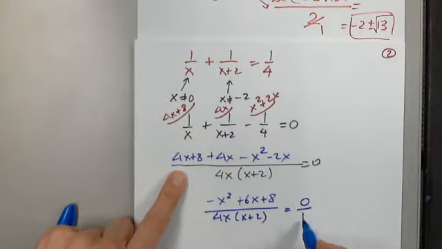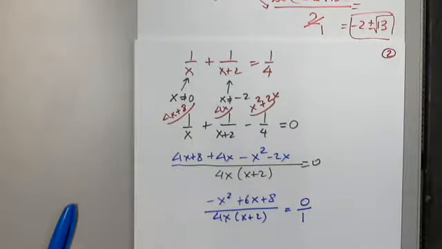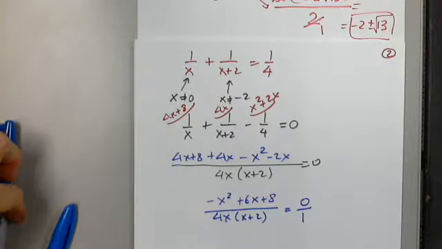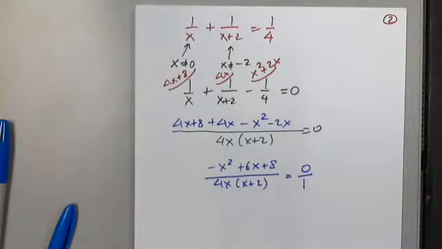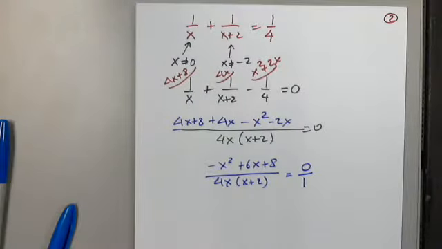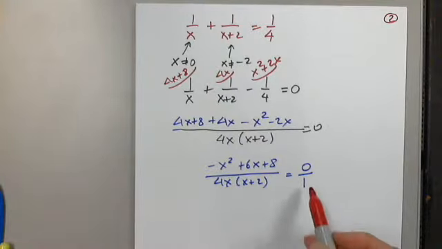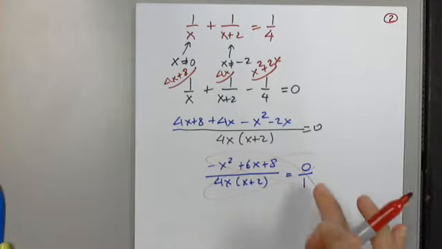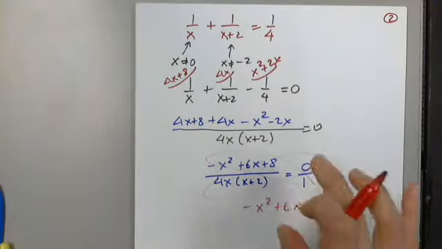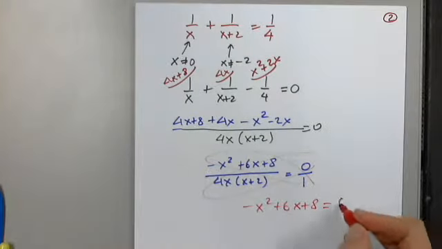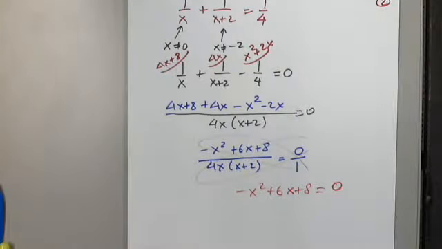And now I write 0 over 1. What am I telling you here? Once I write 0 over 1, what am I really telling you? Indeed, awesome. That this is a proportion. So this times 1 will be negative x squared plus 6x plus 8 equals this times 0, which is? Very good. What type of equation is this now?